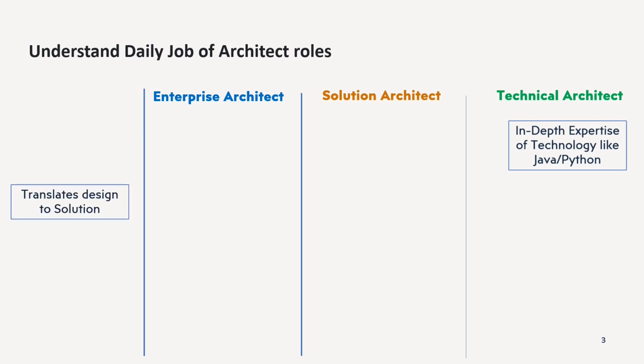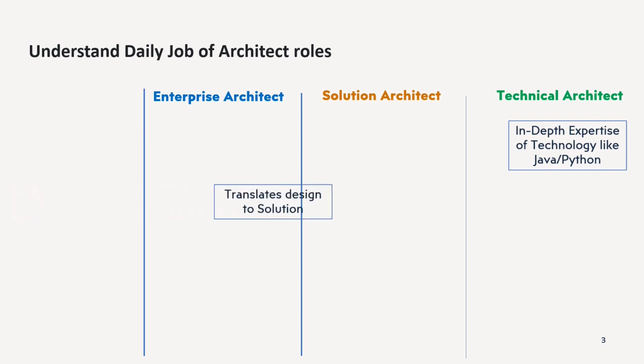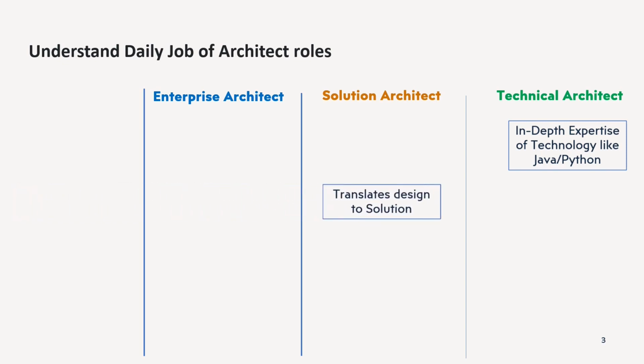Now let us see the second requirement, that translates design into solution. So who is focusing on solutions? If there is some problem or some design from the business side, or from the enterprise architect side, the solution architect will focus on providing a solution for that. And the guiding principle for that is to make sure that the solution should be generic enough so that it can be applied across applications in the purview with small tweaks.